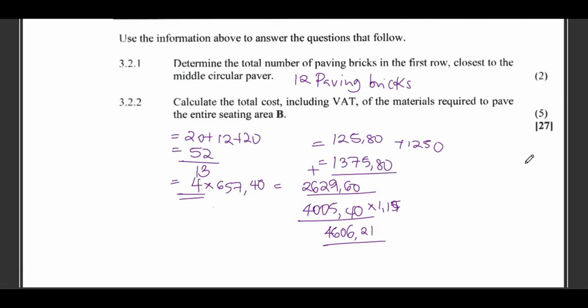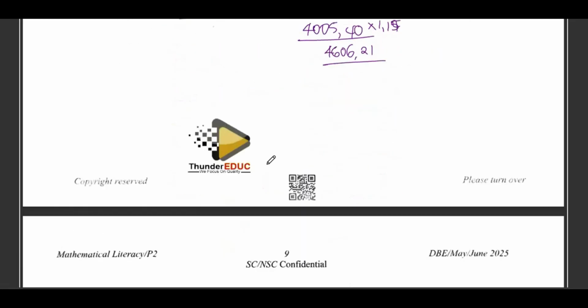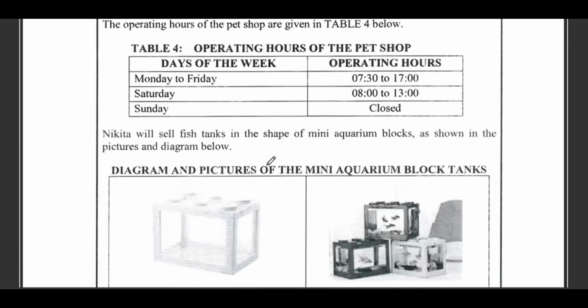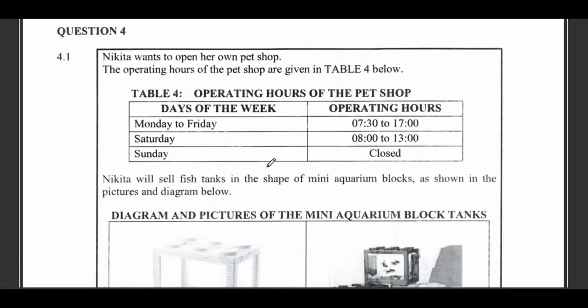That brings us to question number 3. Sorry, it brings us to question number 4. Question number 4 talks of Nikita wants to open her own pet shop. The operating hours of the pet shops are given in the table 4 below. Days of the week, Monday to Friday, it opens from 7:30 to 17 hours, and on Saturday it opens from 8 hours to 13 hours.